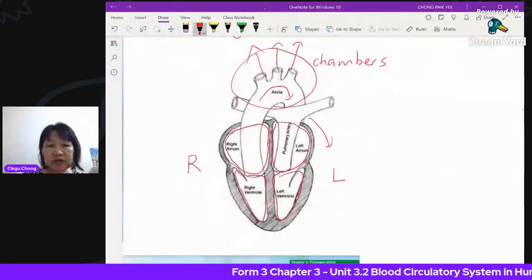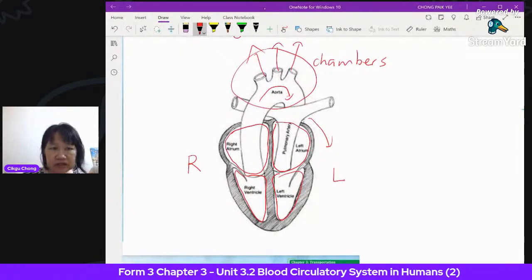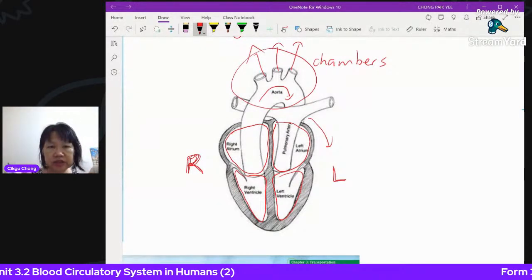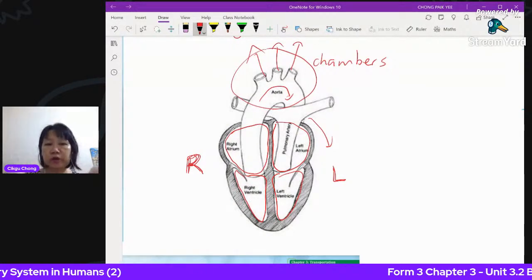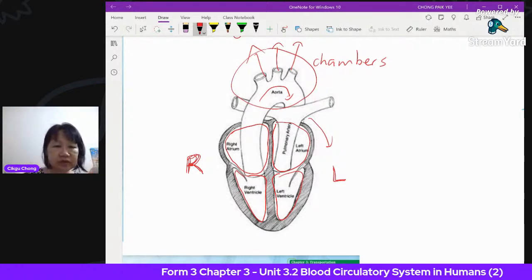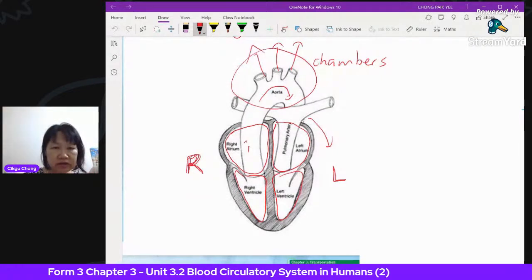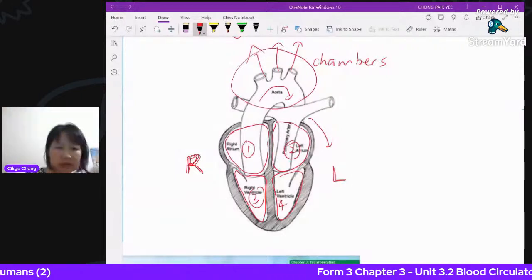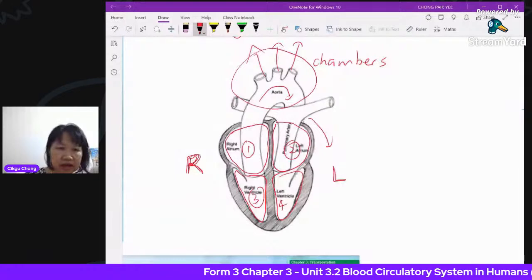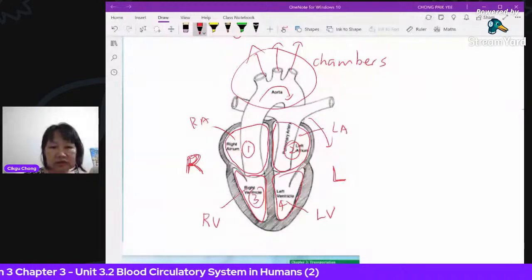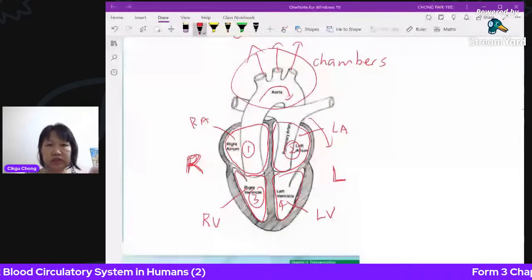As you remember, whenever you draw the heart, this is going to be the right side, and this is the left side. Because you imagine you're looking at somebody's heart, not your right or your left, but the other person's right or left. And there are 4 chambers. You can see here's 1, 2, 3, and 4. They have special names: right atrium, left atrium, right ventricle, and left ventricle. You need to remember the names.